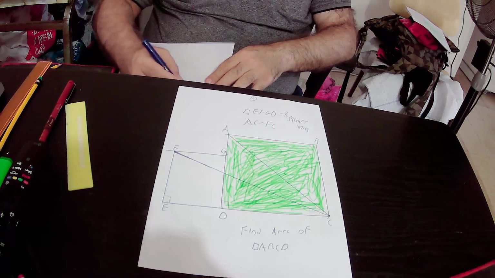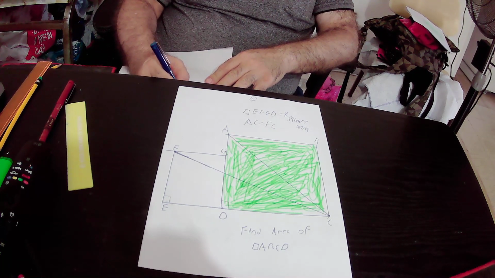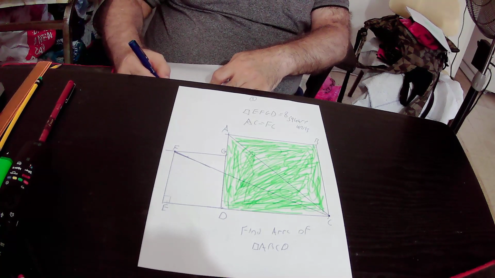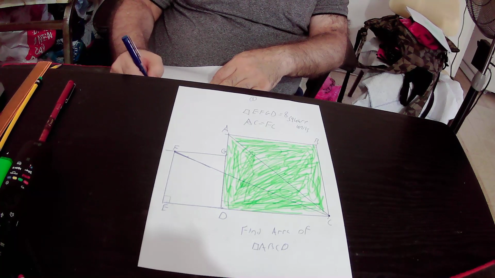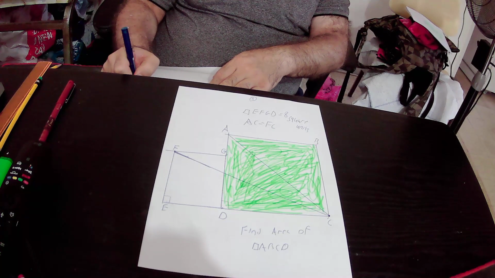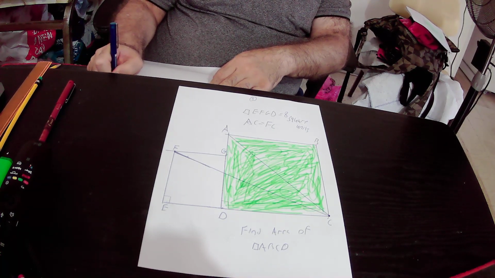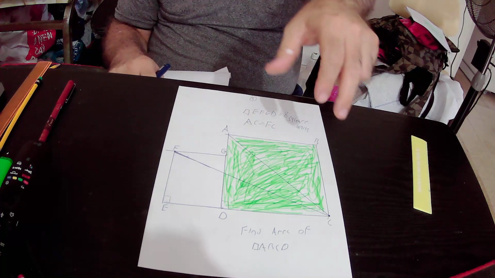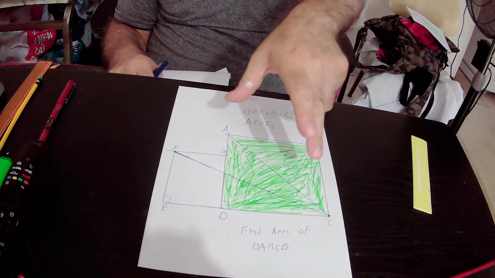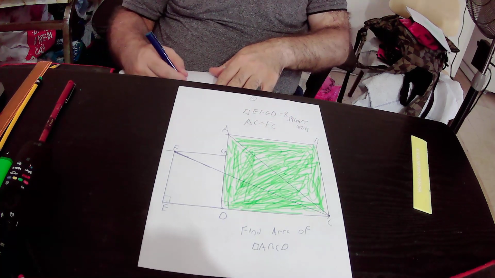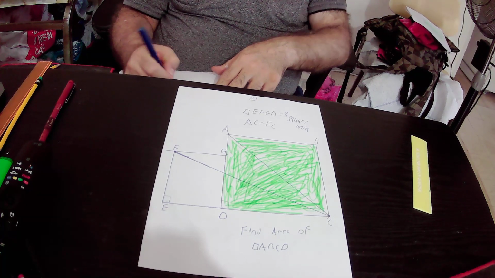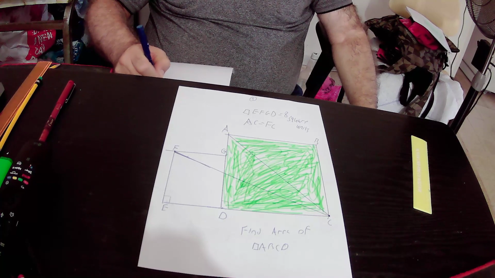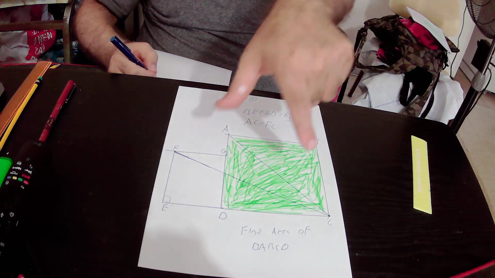So if we focus on the right triangle FEC, according to the Pythagorean theorem, the square of the hypotenuse equals the sum of the squares of the perpendiculars. That is to say, the square of the hypotenuse, FC square, equals the sum of the squares of the perpendiculars, EF square or FE square, plus EC square.